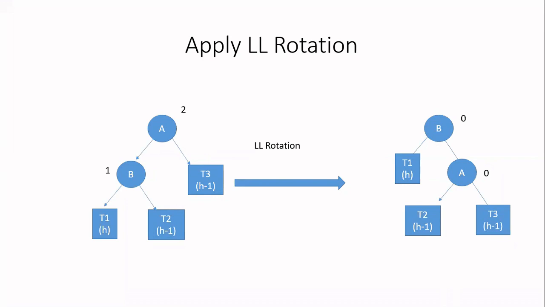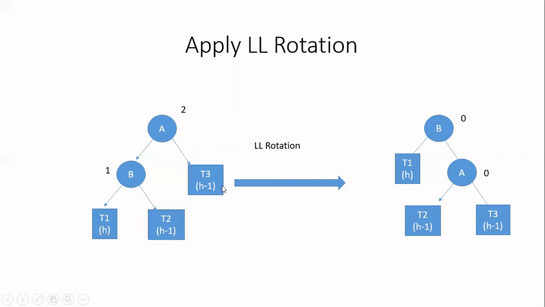Just now we have seen how to perform the LL rotation. In case of LL rotation, since the letters are the same, you are going to perform a single rotation in the opposite direction about the imbalance node. Here it is L, so I'll be performing in the clockwise direction. If I have A, I'll be pulling A down in the clockwise direction.